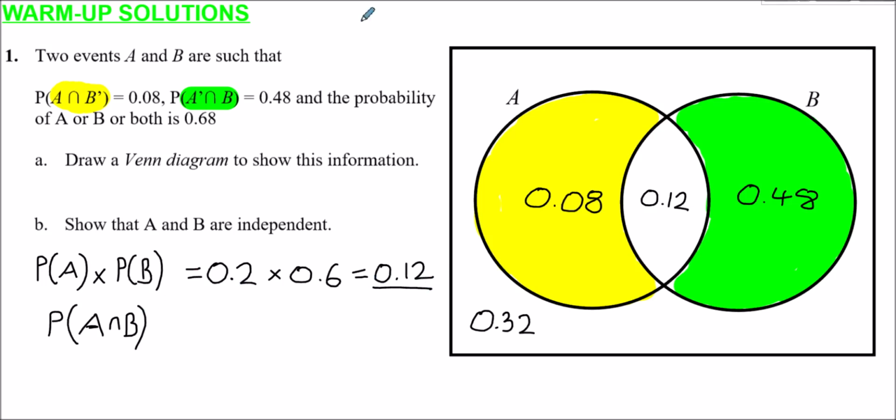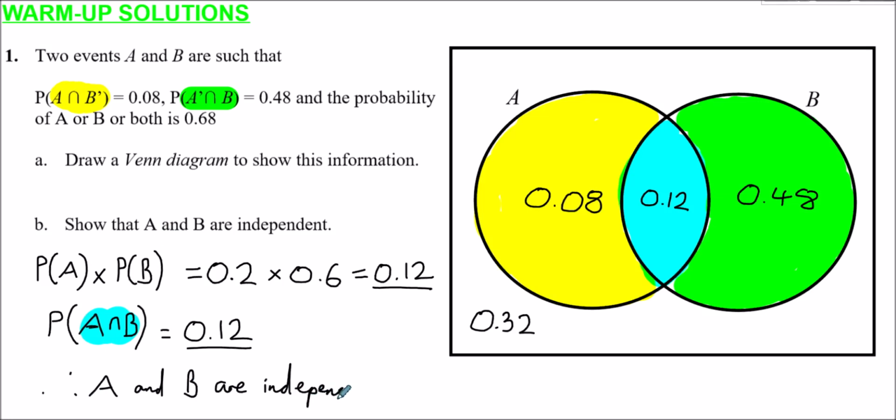And we can see here that the probability of the event being in the intersection of A and B, which is this overlapping section, is just 0.12 from before. And so we've just shown that the probability of A times the probability of B is equal to the probability of the intersection, which proves that the events are independent. So we'll just conclude by going back to the original statement. So therefore, we can say A and B are independent.